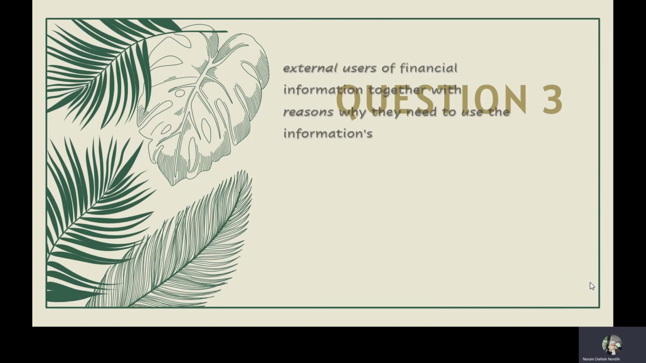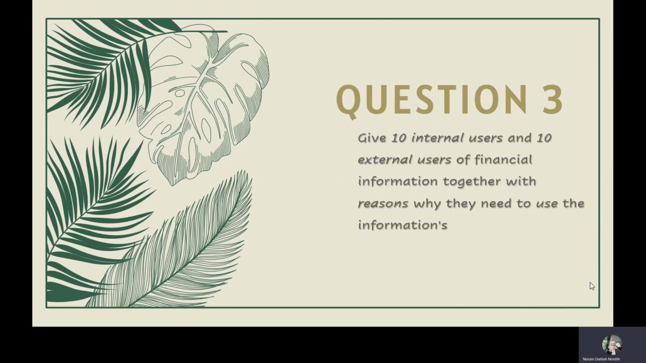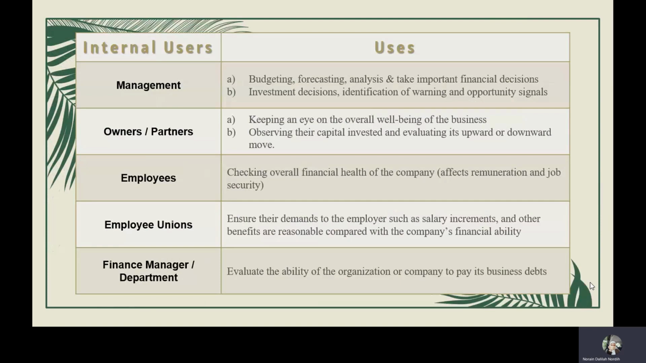Question 3. We need to give 10 internal users and 10 external users of financial information together with reasons why they need to use the information. Okay. First, we will look at internal users. Management. The management uses it first for budgeting, forecasting, analysis, and taking important financial decisions. It's also for investment decisions and identification of warning and opportunity signals.